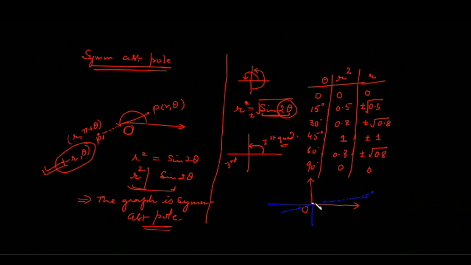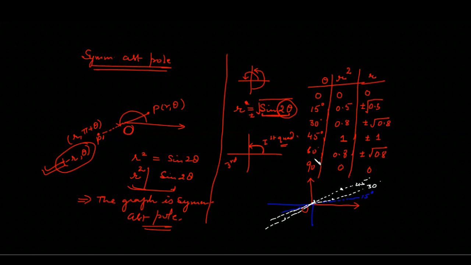At 30 degree, the distance is square root of plus minus 0.8. Let's suppose this. Back distance is also plus minus 0.8. At 45, the distance is 1, and the back distance is also 1.